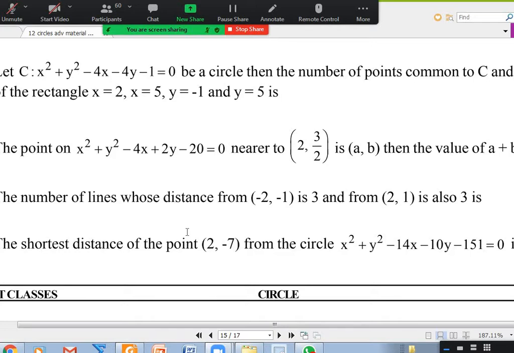Sir, lines can be tangents, sir. Yes, you're right. If you imagine a circle with center minus 2 comma minus 1 and radius 3, the first line is always tangent to the circle because from the point the perpendicular distance is 3.